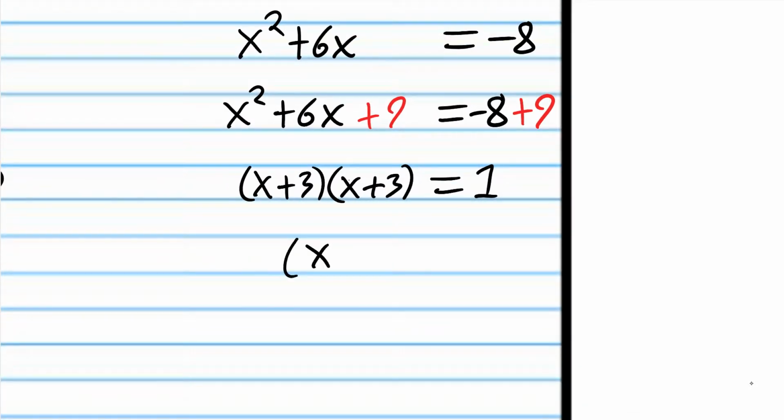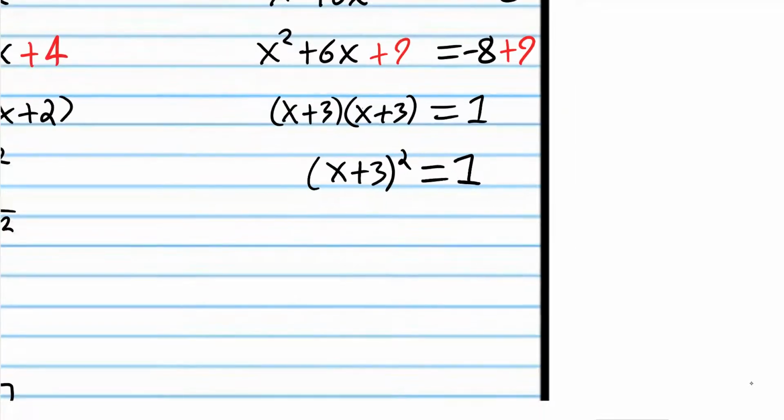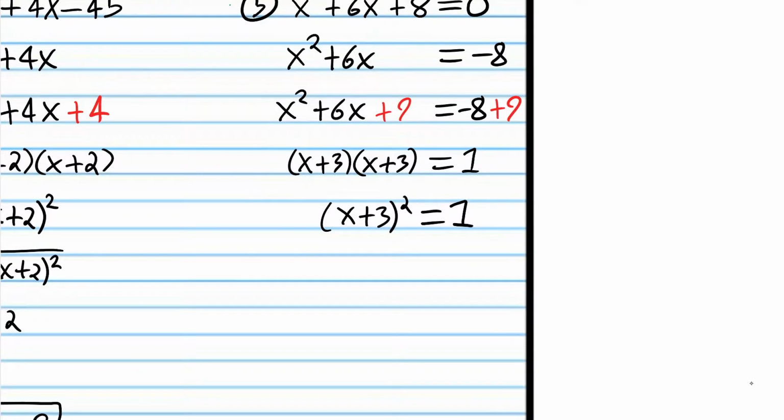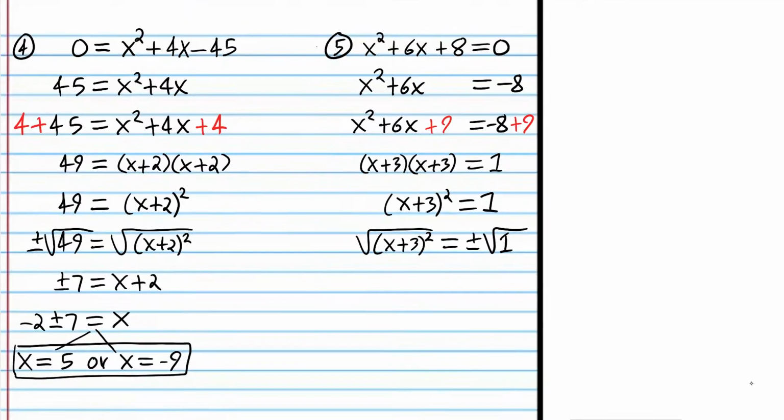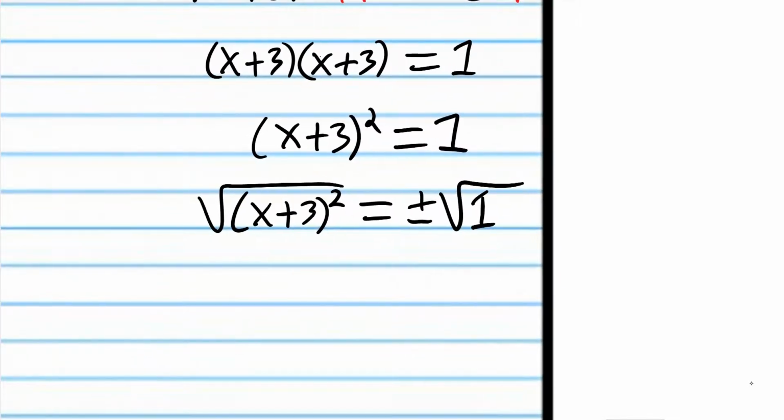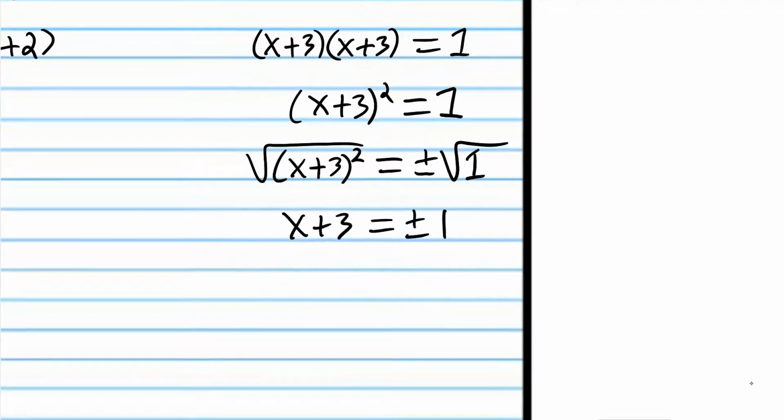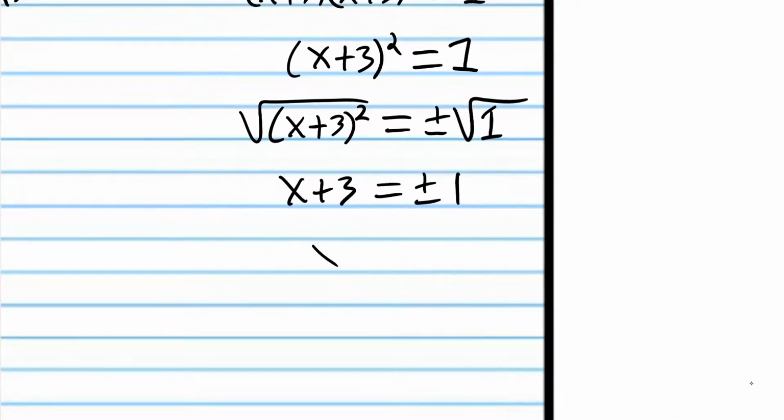So now we're going to change that to power notation. And then we're going to square root both sides, because we have to get rid of that square. And remember, you got to put a plus or minus on the side opposite the variable. So now we have x plus 3 is equal to plus or minus 1, because the square root of 1 is 1. Then we're going to subtract 3 from both sides.